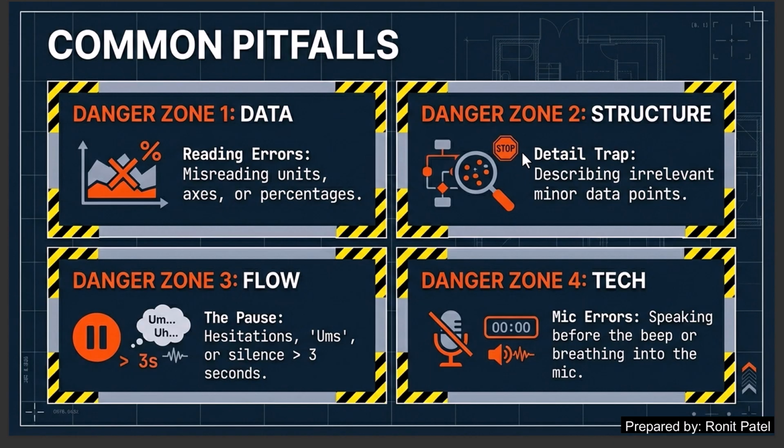This slide exposes the four danger zones. First is data errors. Misreading X's or percentages can cost you your score. Second is the structure trap, that includes describing irrelevant small details. Third is flow breakdown, which consists of pauses, fillers, and silence. And last is technical mistakes, speaking before the beep or breathing into the mic. Okay, try to avoid all these. Avoiding these alone can dramatically increase your score.